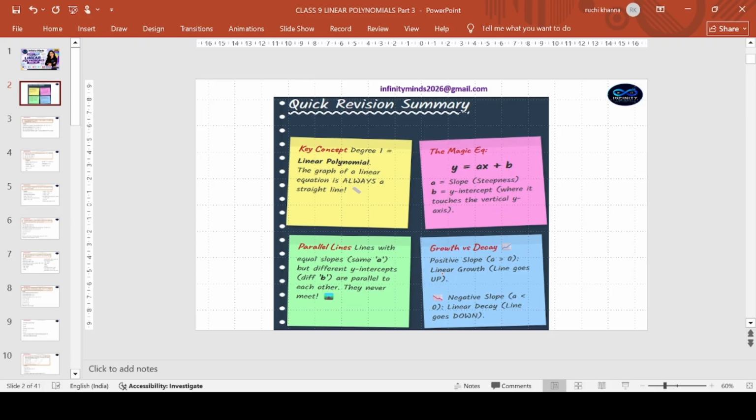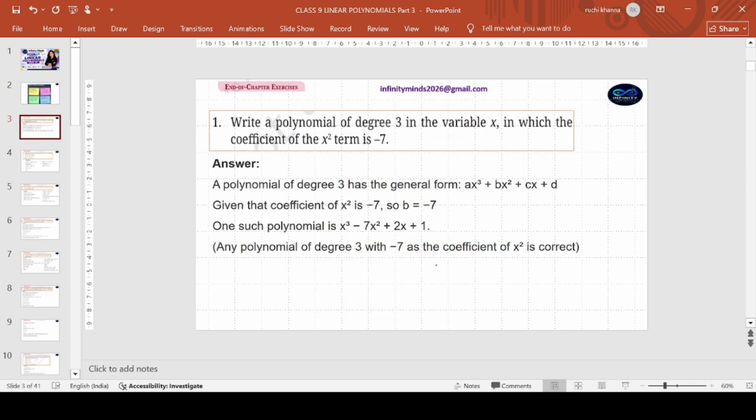So the key points will be: degree 1 is a linear polynomial. It's a polynomial in one variable, degree 1. The graph is always a straight line. y equals ax plus b, where a represents the slope and b is the y-intercept. Which lines are parallel? The ones having the same slope and different y-intercepts are parallel. Where the slope a is positive, it gives you a graph of linear growth, and if your slope is negative, it's a linear decay. All this has been explained very nicely in the previous videos. Let's begin with the exercise.